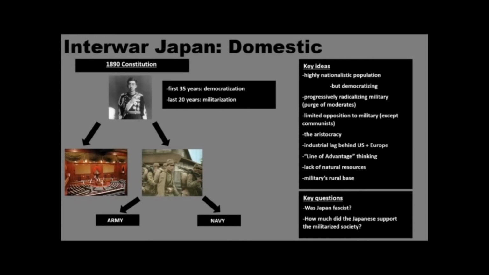And there was also this military thinking about this line of advantage. So everybody on the outside was seen as a threat. The United States, a future enemy, undoubtedly. So were the British. The Russians were already beaten, but the Soviets would be a threat, definitely. That's what they're thinking.